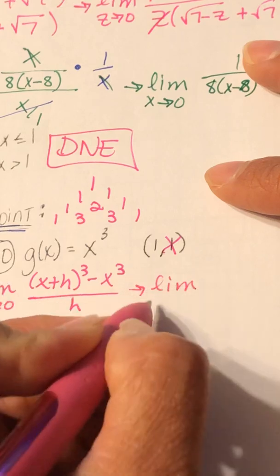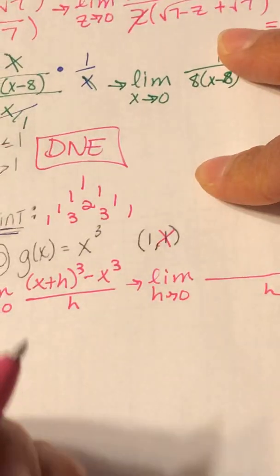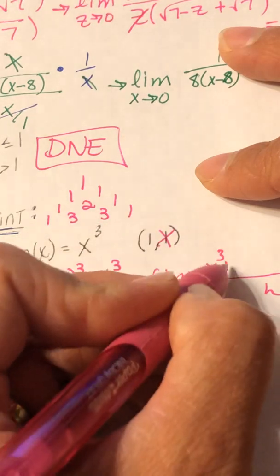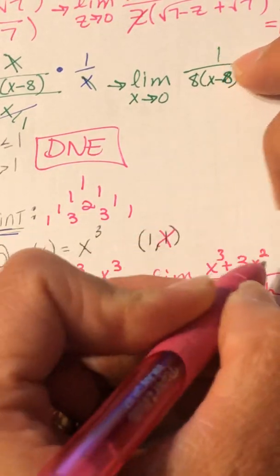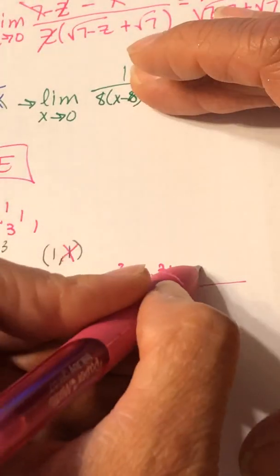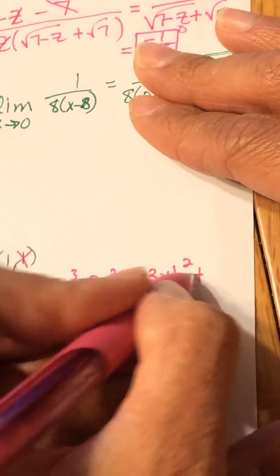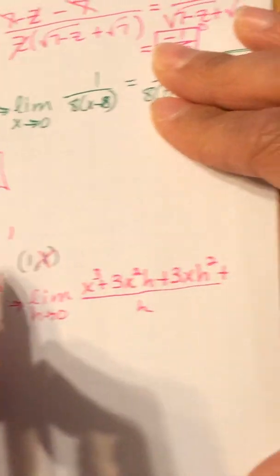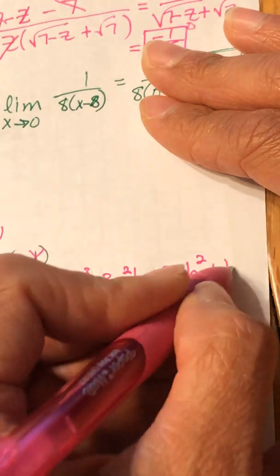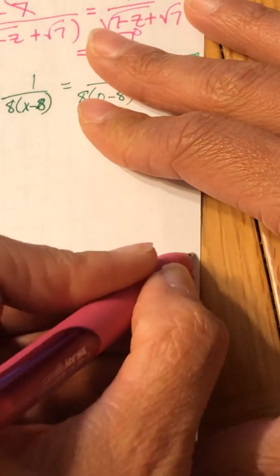We have the limit as h approaches 0. I know it's all over h. And I'm going to have x to the 3rd, 1x to the 3rd, plus 3. Now the x degree goes down 1, but now the h degree goes up 1. Plus the 3rd term coefficient is a 3. X degree goes down 1, h degree goes up 1. And then plus the last number is a 1, and the x degree goes down 1, so it's just x to the 0, which is just 1. And then the h goes up 1. And don't forget, we have minus x cubed there. We'll squeeze it on at the end.